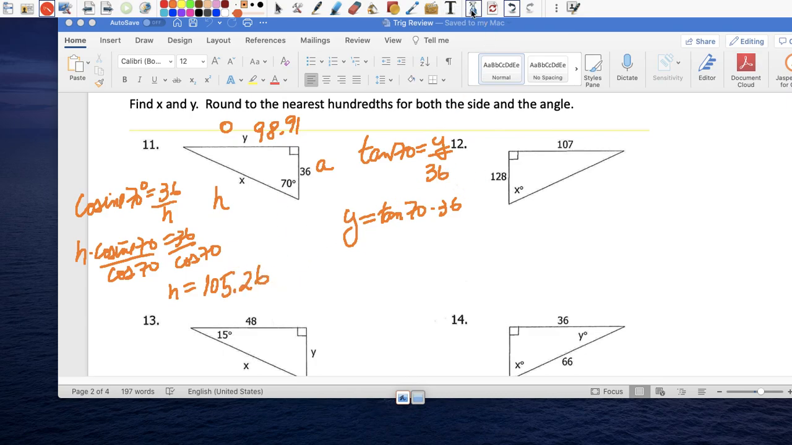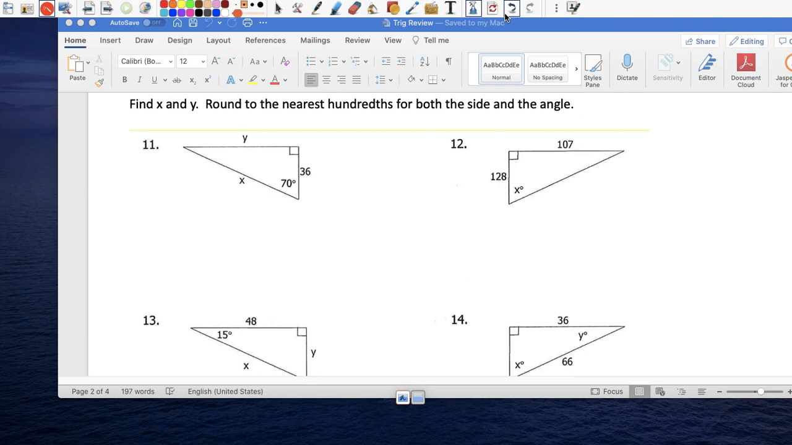So there's 2 things you have to find here. 12. Oh, we just want to find the angle. So for 12, let's see. From the perspective of x, this is the opposite, this is the hypotenuse, this is adjacent, so we're going to use tangent. So tan of x equals opposite, 107 over 128. So x equals the inverse tangent of 107 over 128.